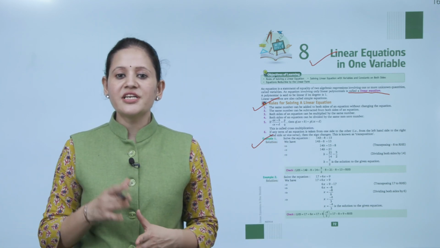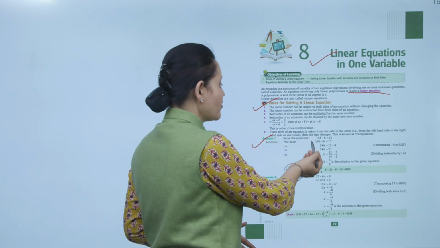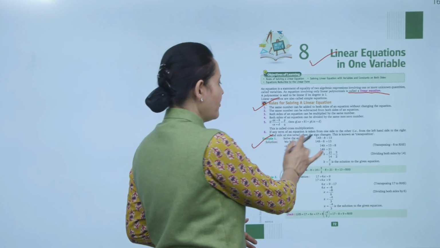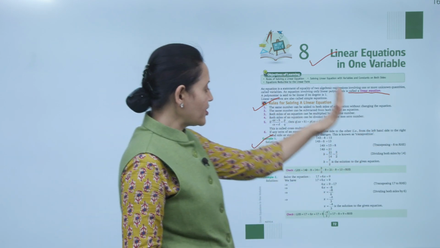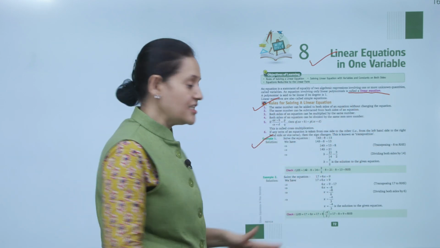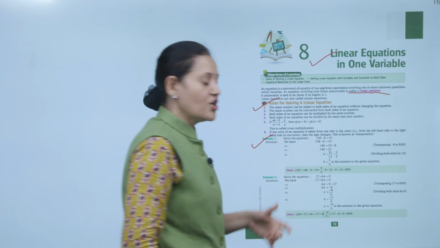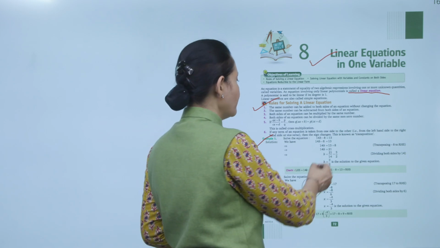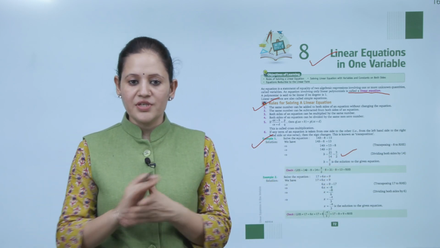Solve the equation 14b minus 8 equals 13. That is given here. So 14b minus 8 is 13. So we'll take 8 to that side, means 8 को हम transpose करेंगे दूसरी साइड में, so sign will change. So 14b equals 13 plus 8, that is 21. So b equals 21 upon 14, that is 3 by 2. That is the solution of the given equation.